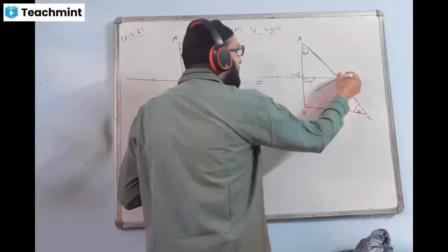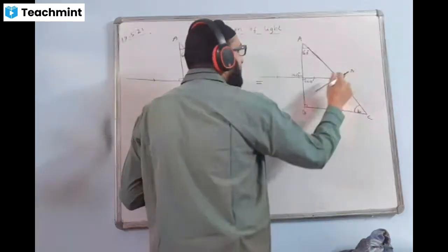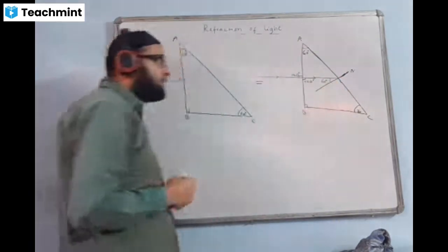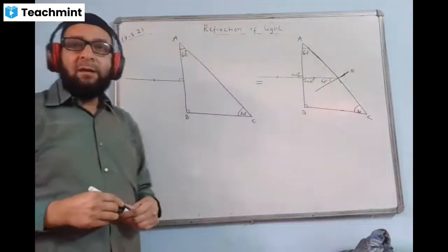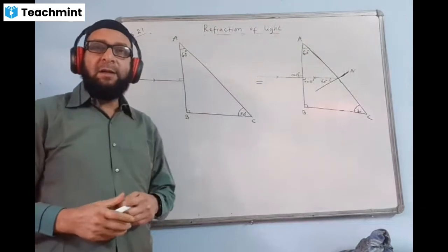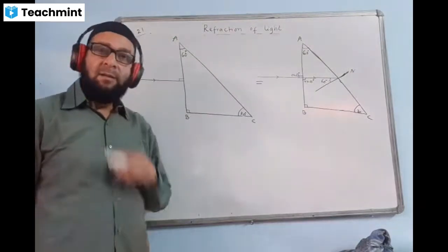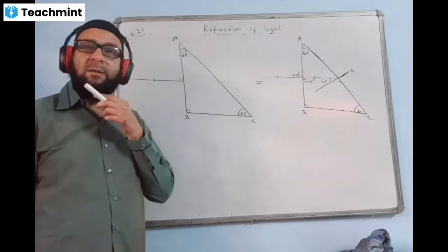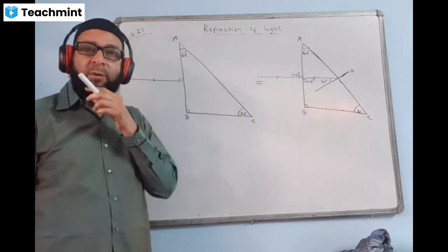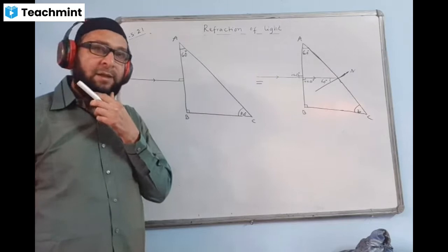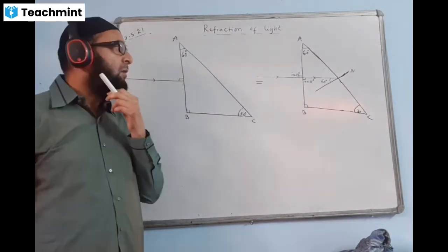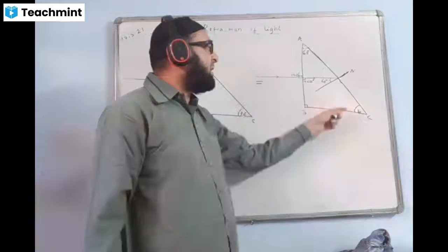I'll draw the normal here. Normal is N. This angle is the same as this angle, 60. Now, the angle of incidence 60 degrees is more than critical or less than? What is it? That means, yes, very good. What is going to happen? TIR, yes, TIR. Very good, very good. Now total internal reflection.